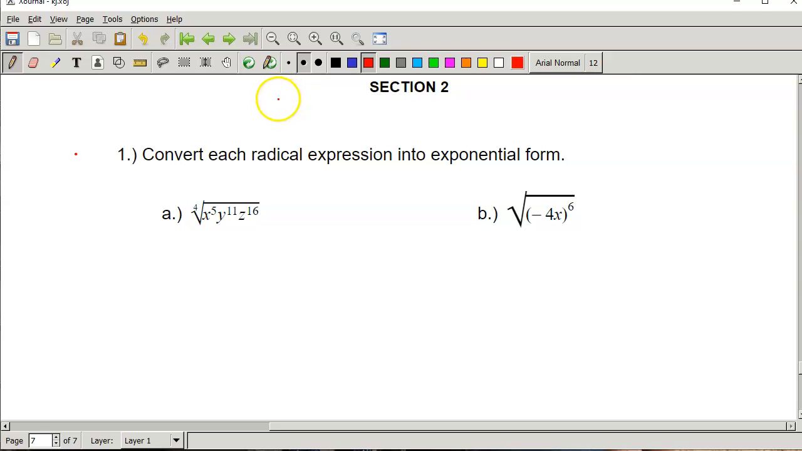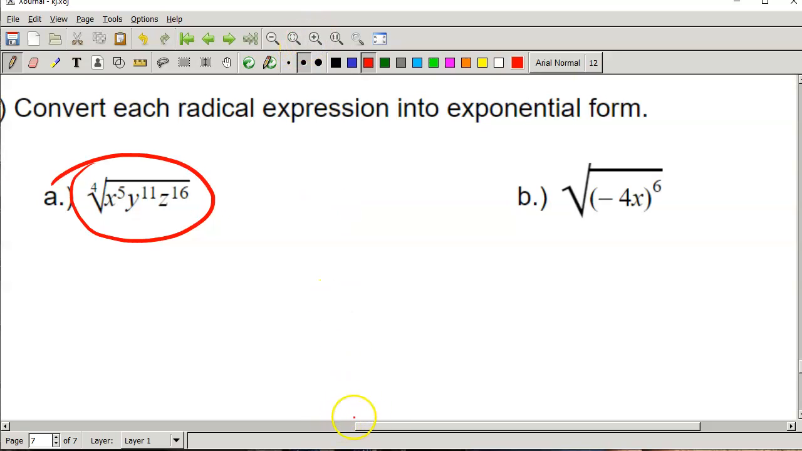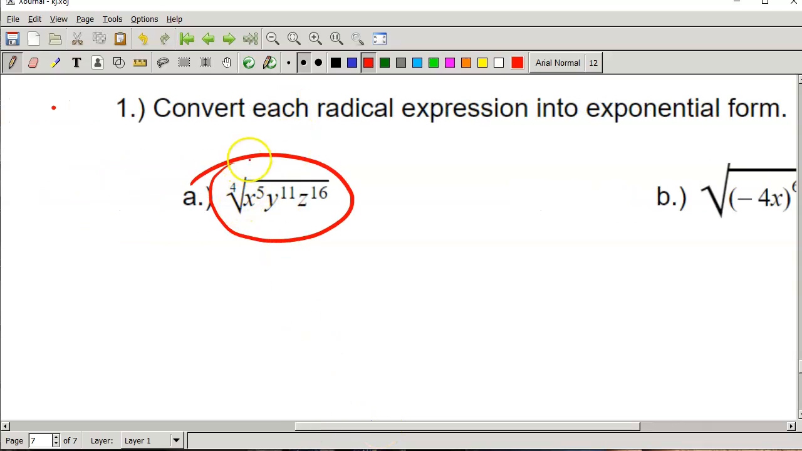All right, here's 5.1.6.1.6.2 review, section 2, number 1. It says convert each radical expression into exponential form. So 1a, we have radical form. We're going to change this into exponential form.